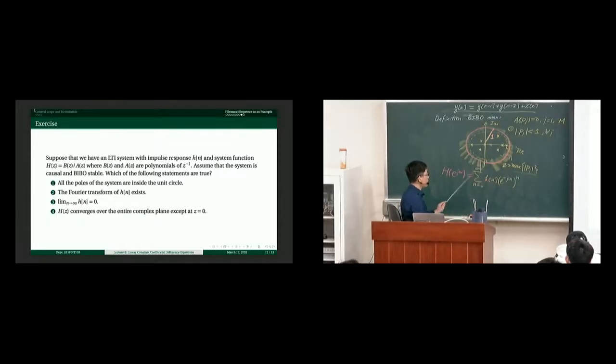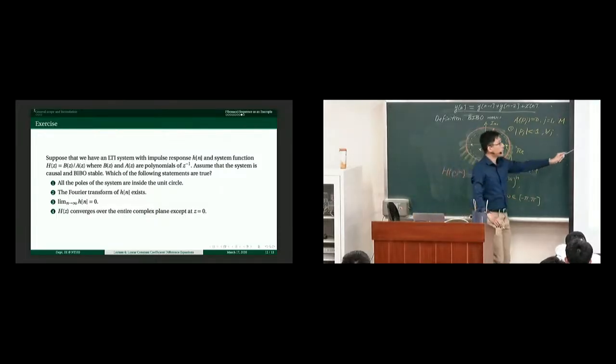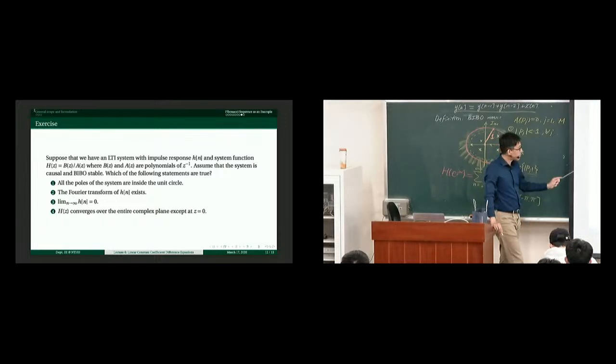This summation converges everywhere, for any omega from minus pi to pi. On the unit circle, everywhere you can evaluate this summation. It converges, so the Fourier transform exists. The Fourier transform of h of n exists given all these descriptions.